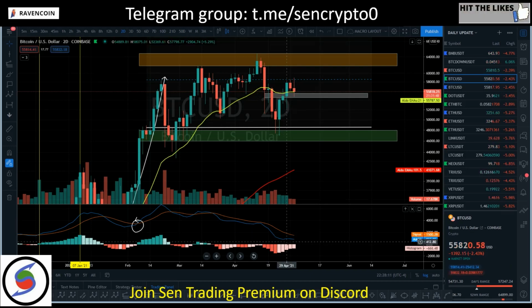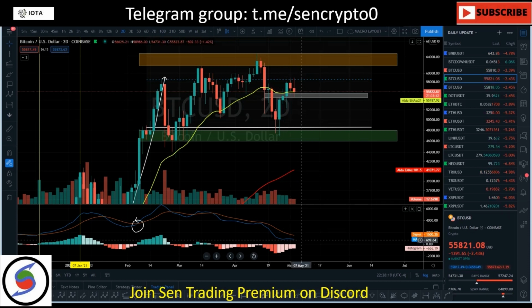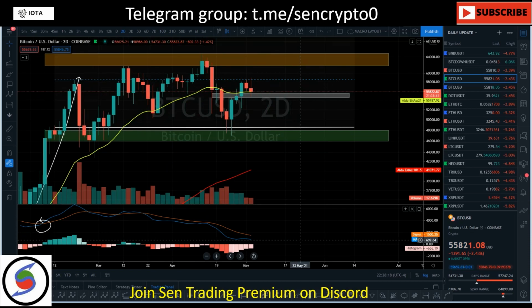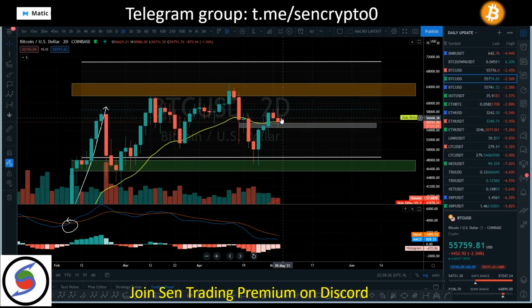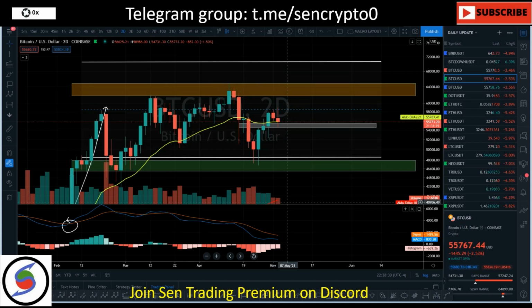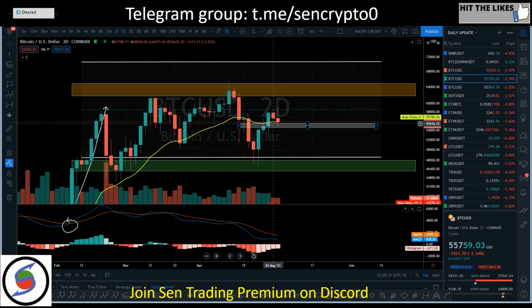You take a look at the MACD right here. It's totally negative, okay? It is not showing any sign of strong momentum, even though price action is looking pretty juicy. We're going to need price action to work too hard, okay? It means price action has to break above 60k and so on for the MACD to try to follow the price action.